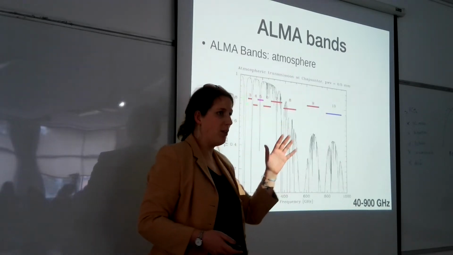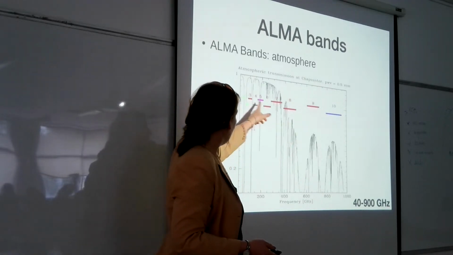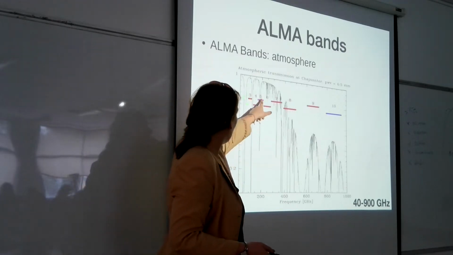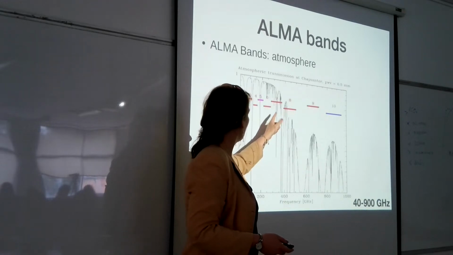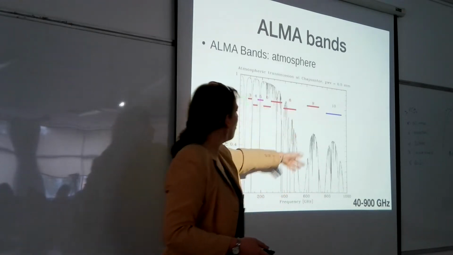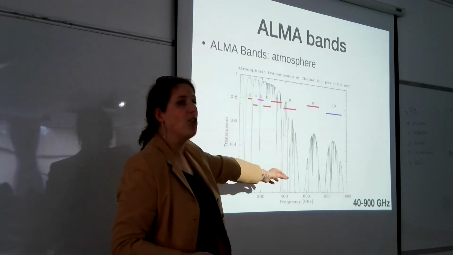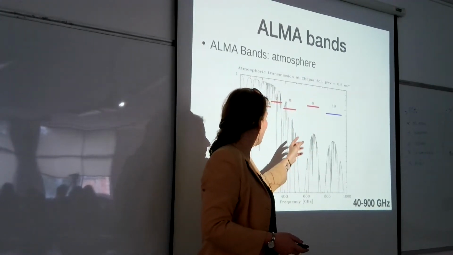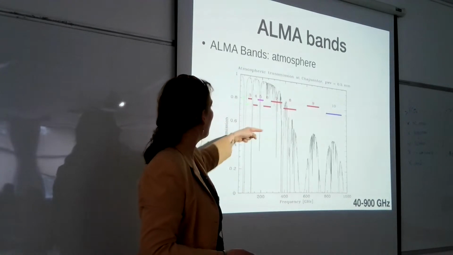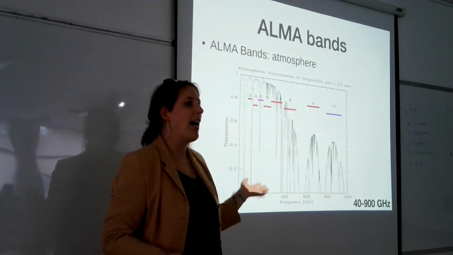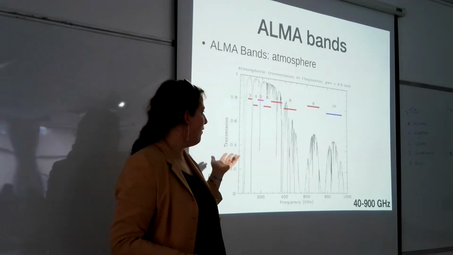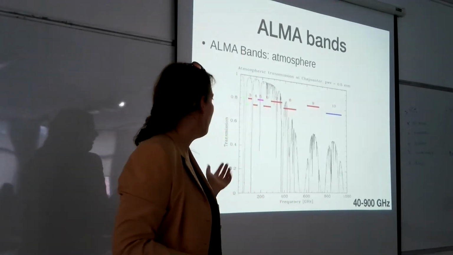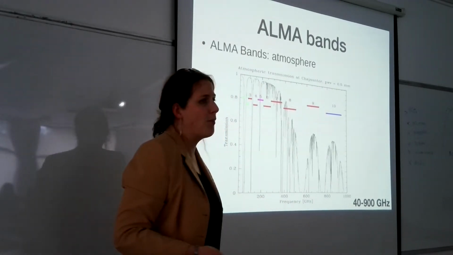Bands 1 and 2 are actually still being built, but 3 up to 10 are available for observations. As you can see, they're alternating with these absorption bands in between. When we go to the higher frequencies, this is where the huge water absorption features are. So even bands 8, 9, and 10 are in between those absorption features, but even there the transmission is actually not that great. So at these high frequencies, you always have to deal with more problems and turbulence from the atmosphere.